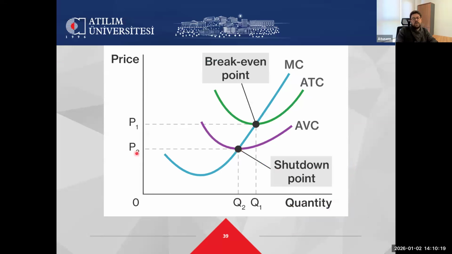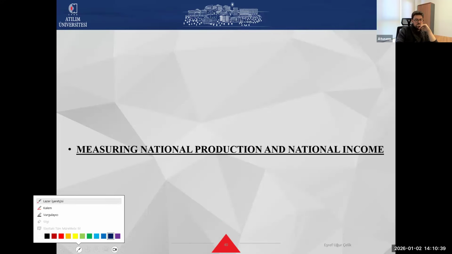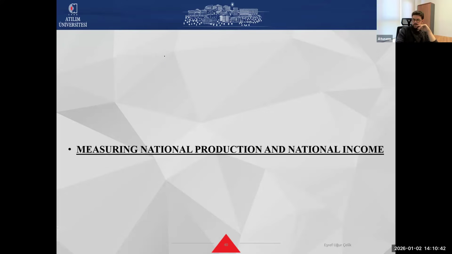When price equals the minimum point of average variable cost, this is the shutdown point. When market price equals the minimum point of average total cost, this is the break-even point, zero profit. So we are able to write these things. When price is greater than average total cost, which is greater than average variable cost, profit is positive, and we continue to produce.